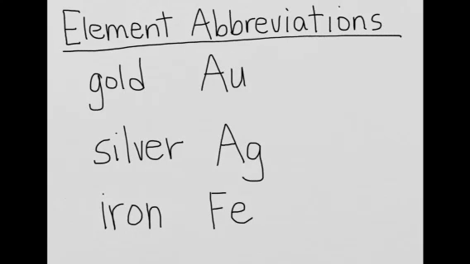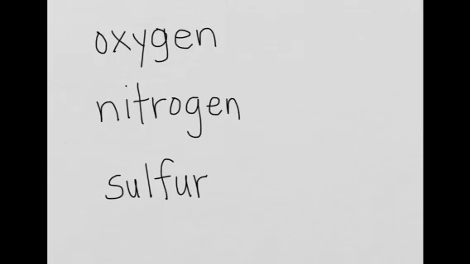Starting with these common elements, we can see that abbreviations are generally two letters, and the first letter is always capitalized. This is how we can tell that there's a new element in a chemical formula or equation. Here are three other elements that you're probably familiar with, and each one of them has a single letter that is the abbreviation for their name. Oxygen is simply O, but it's capitalized. Nitrogen is simply N, and sulfur is simply capital S.